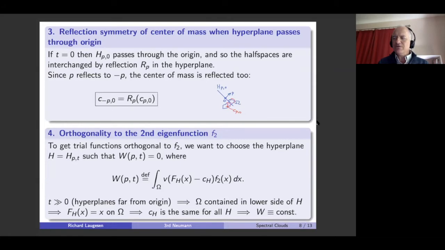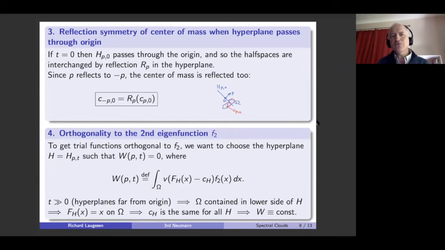What Pedro and I realized actually, though, is that you can get away with only using t greater than or equal to 0. In other words, only using hyperplanes that lie on one side of the origin. You don't have to consider hyperplanes that lie on both sides of the origin. In the sense that once you fix your direction p, it's enough to consider hyperplanes with t greater than or equal to 0. So going in that direction, starting from the origin, and then going off only in the direction p. You don't have to go in the other direction.